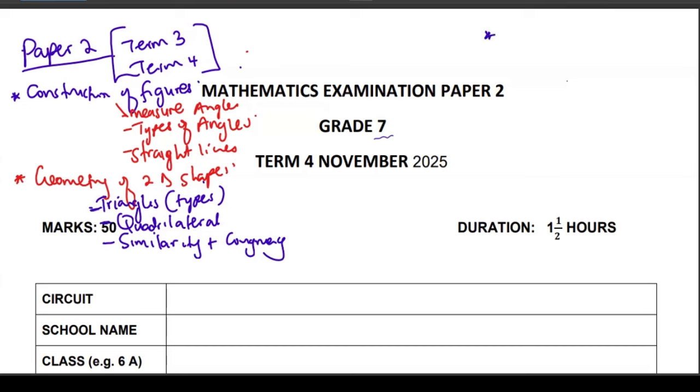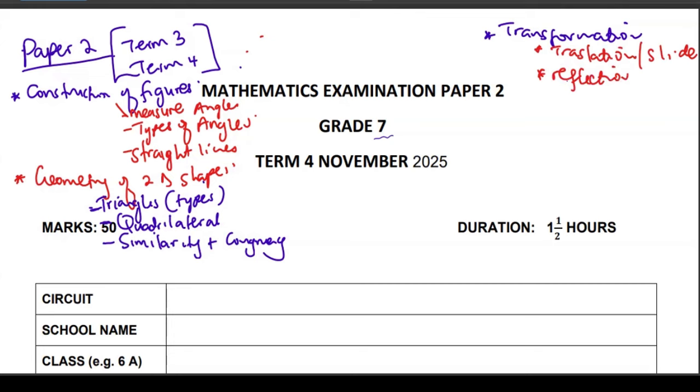Then topic number 3 was transformation geometry. In grade 7, we look at almost all four transformations: the translations, which some people call the slide; the reflections, which are basically mirror images; rotation; and then enlargements as well as reductions. So basically that was term 3's work.